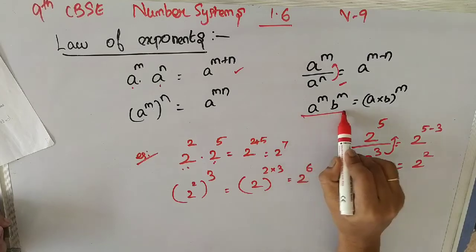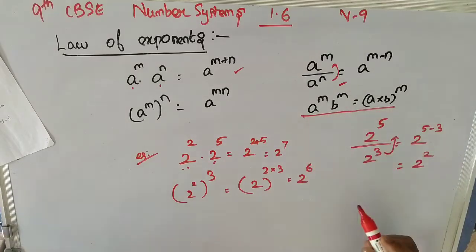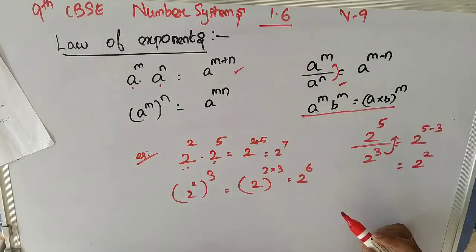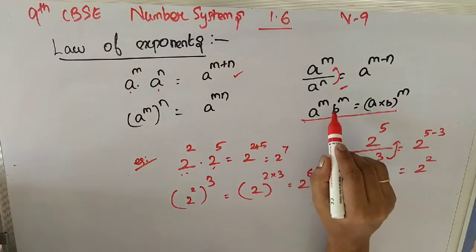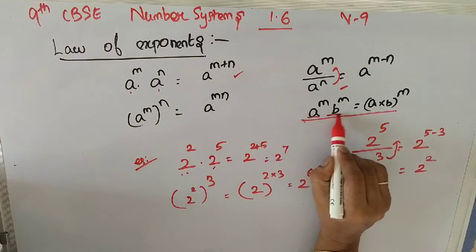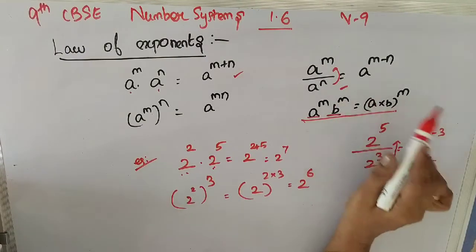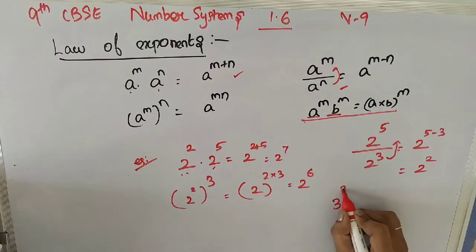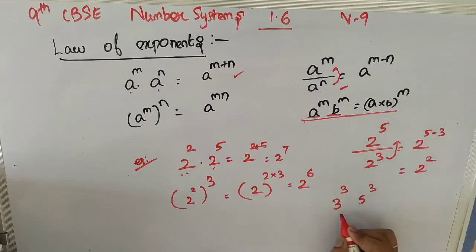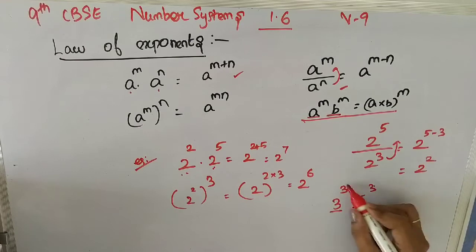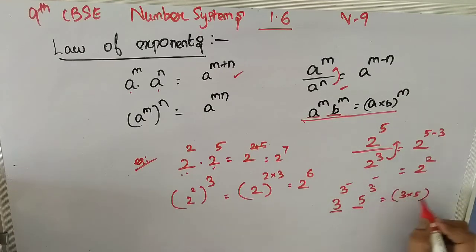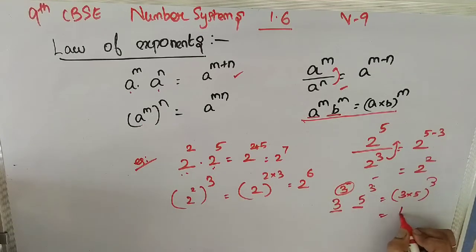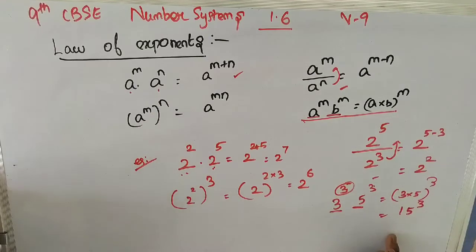Now what is the fourth law? a power m into b power m is equal to a into b the whole power m, because here in the multiplication a and b are not the same. So we are multiplying the numbers with a common power. We are taking the power as common. Clear? For example, 3 cube into 5 cube is equal to 3 into 5 the whole cube, because 3 and 5 are not the same numbers. So 3 into 5 the whole cube, that is 15 the whole cube.